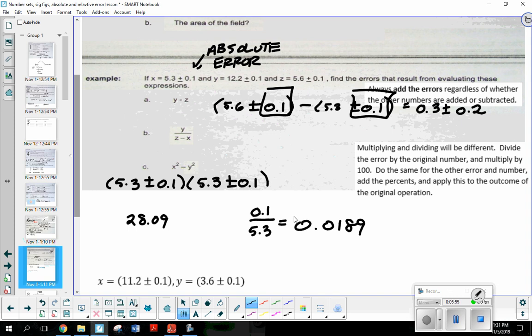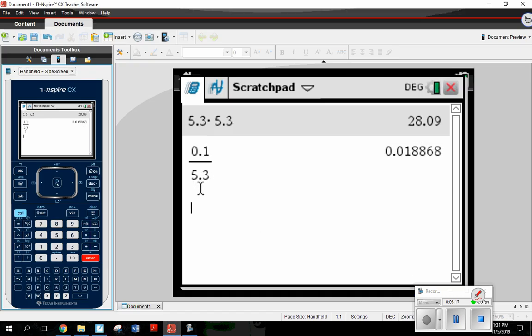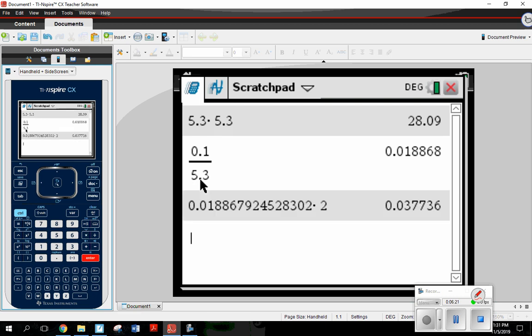Now, here's the thing. You want to do it for both the values that I'm going to multiply, but this one's kind of a unique case because both values are exactly the same. So what I can do is just double this one right here, because I would get the same thing from the other value, right? 0.1 divided by 5.3 would still give me this 0.0189. So I'm going to multiply this by 2. All right, so I'm going to get 0.0377.